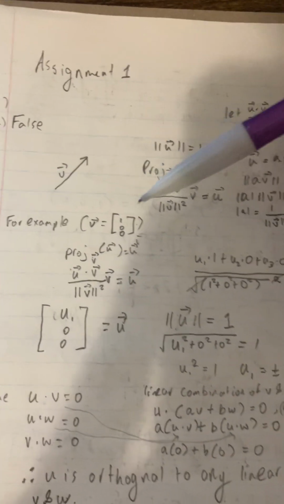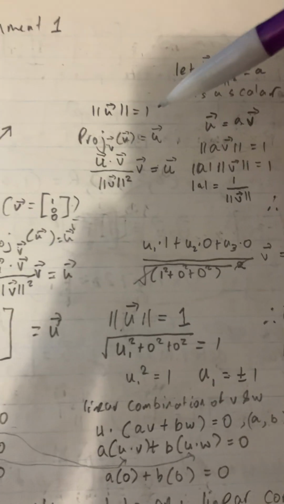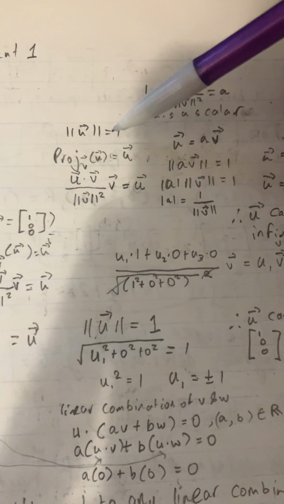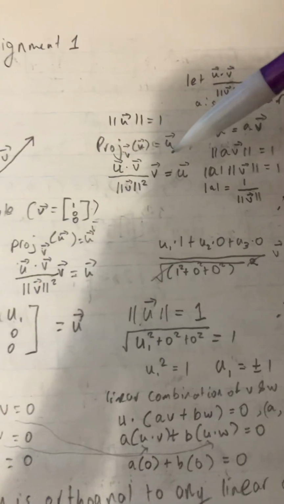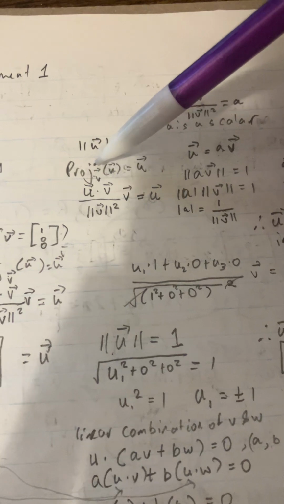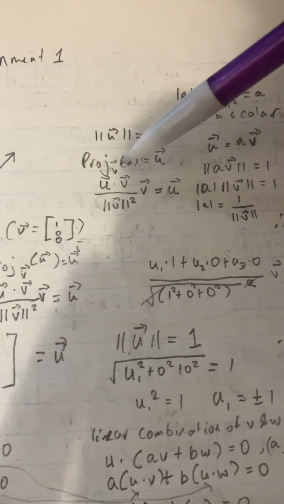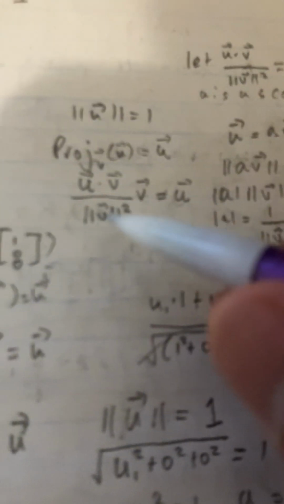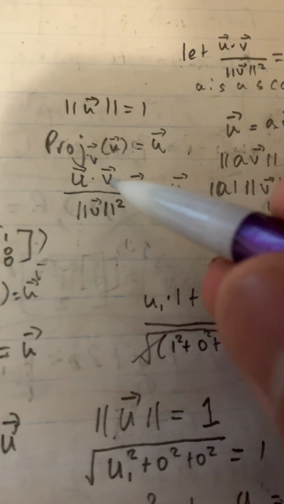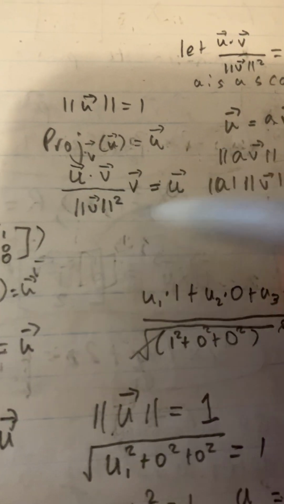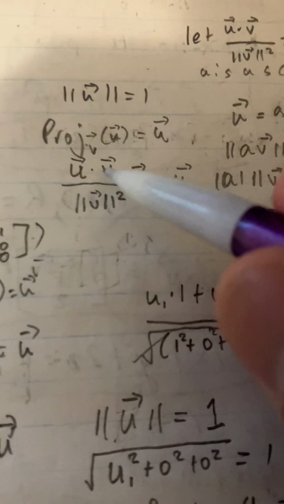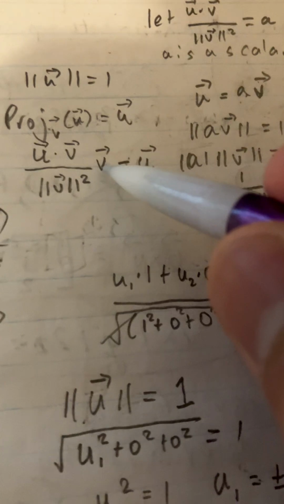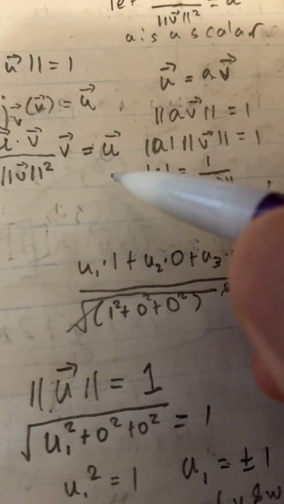So the key takeaway of this question is that, first of all, u is a unit vector, so the magnitude of u will be equal to 1, right? The given condition is that the projection of v onto u is equal to u. Using the formula of vector projections, we can put it into this form: (u dot v) divided by the magnitude of v squared, times v, is equal to u.